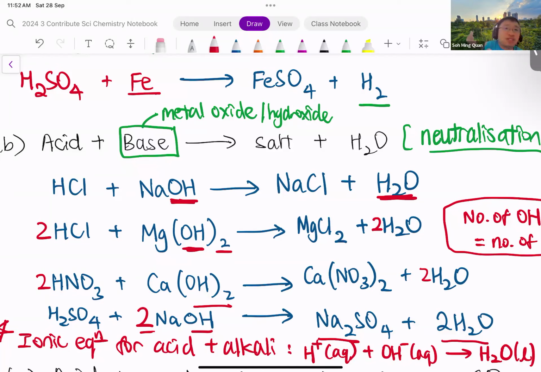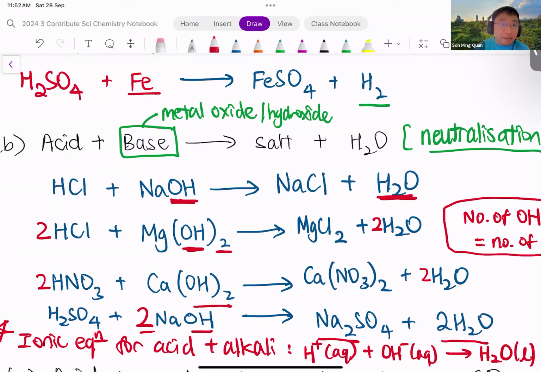If I want to make water and sodium sulfate, what should I start with? If it's water, I need to start with acid plus base. Acid is sulfuric acid because it's sulfate. And then to get the sodium, I need to use sodium hydroxide. Okay, so this is a skill that we develop day by day by revising day by day as well. All right. Okay, let's move on to the very last reaction for acids.